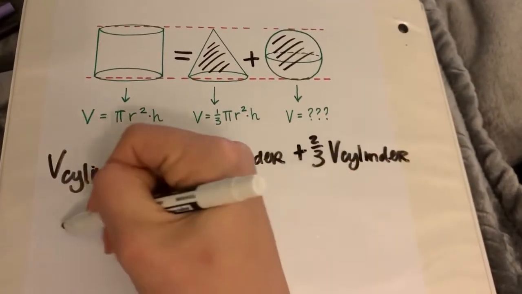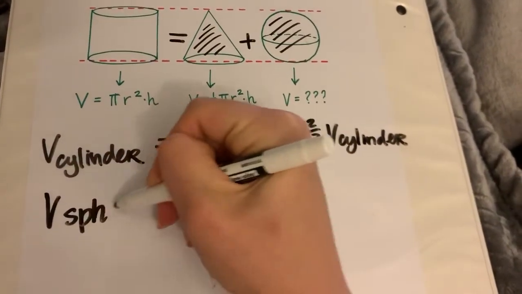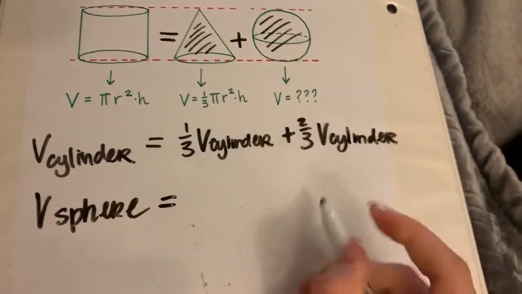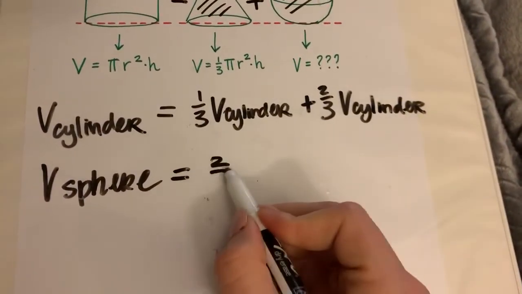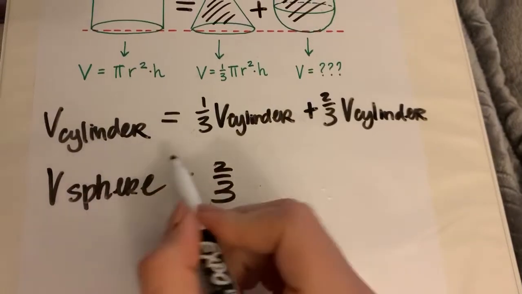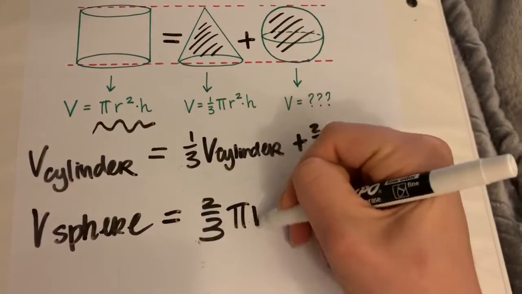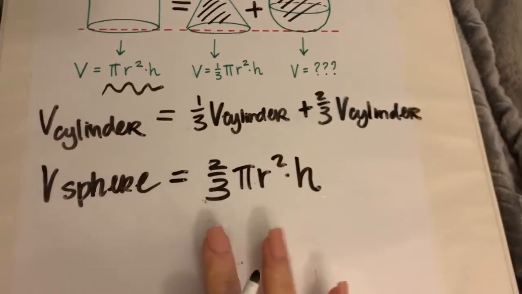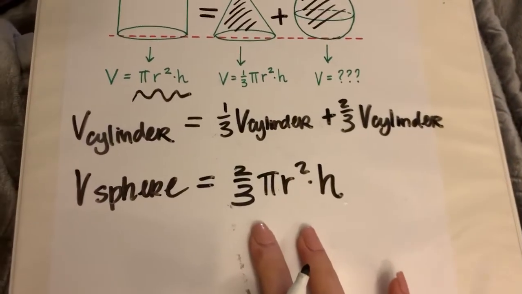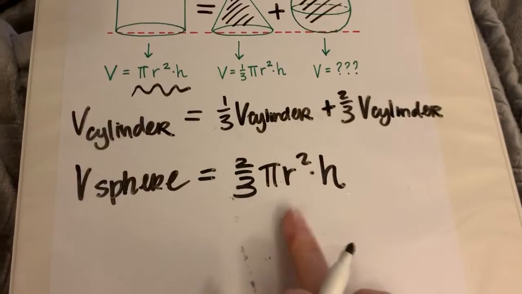So far, if we're trying to find the volume of a sphere, we know that it is 2/3 the volume of a cylinder, and we know that the volume of a cylinder is pi r squared times height. So this already looks like an okay formula. We just have an issue.